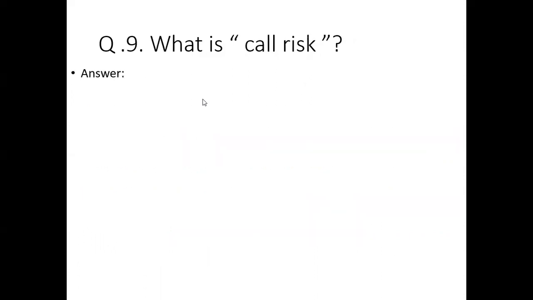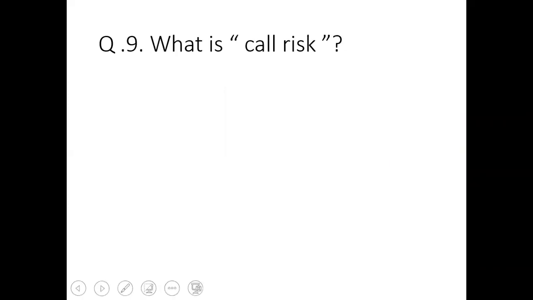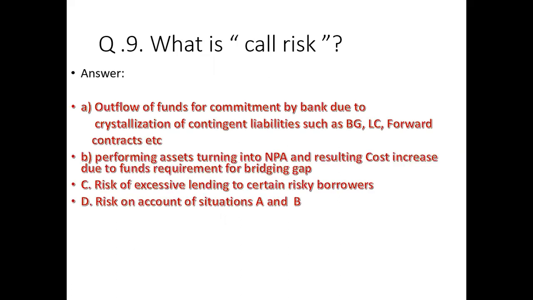Time risk is different. Call risk is contingent liability, but time risk means something suddenly unexpected, like an NPA, where the bullet is not coming. Time risk means an account suddenly becoming NPA before the due date, a quick mortality account. It has become an NPA sooner than expected, so that becomes a time risk. Call risk means contingent liability, all LCs and guarantees crystallizing.